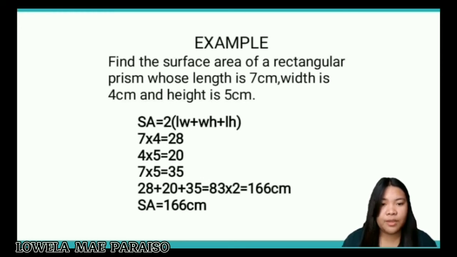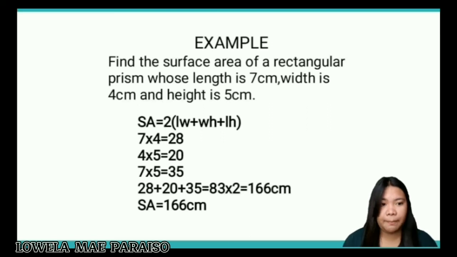So, nasabi ko naman na kanina yung formula. So, ang kailangan na lang natin is solve yung problem. So, 7 times 4 is equal to 28, and 4 times 5 is equal to 20, and 7 times 5 is equal to 35. So, kailangan lang natin siyang i-add lahat para makuha yung sagot. So, 28 plus 20 plus 35 is equal to 83.